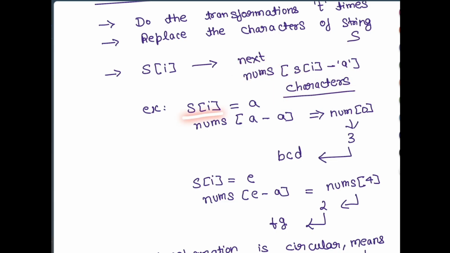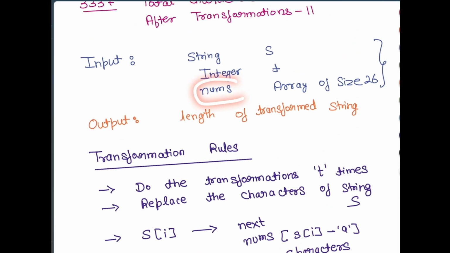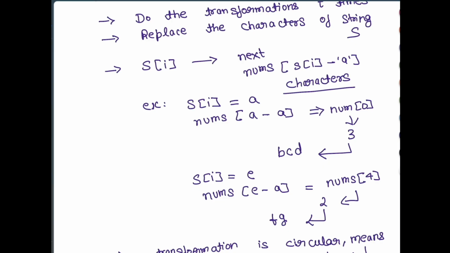Let us say your current character in the string s is a. Now the question is, how many characters are you going to replace this a with? So you need to say nums of a minus a. a minus a is going to be 0, so nums of 0. This nums is given in the input. So you just need to subtract a from your current character, and then check at that index what is the value in nums. For example, if the current character is a and you find that nums of 0 is 3, it means you need to replace this a with the next 3 characters after a. So after a, the next 3 characters are b, c and d, right?